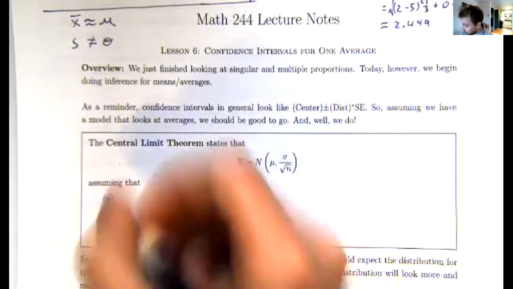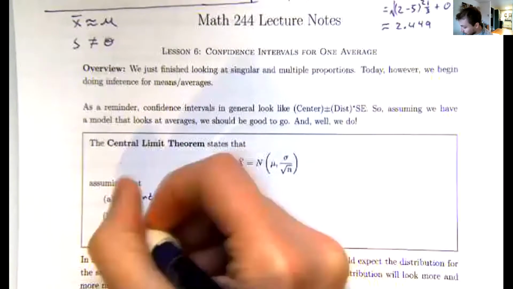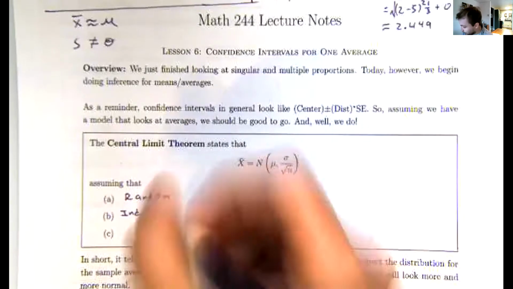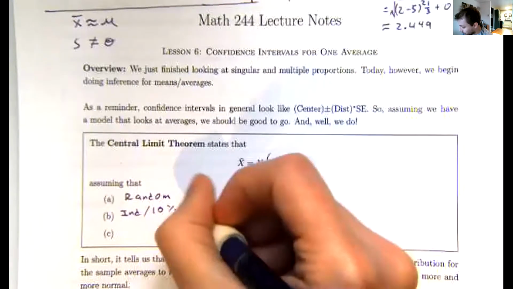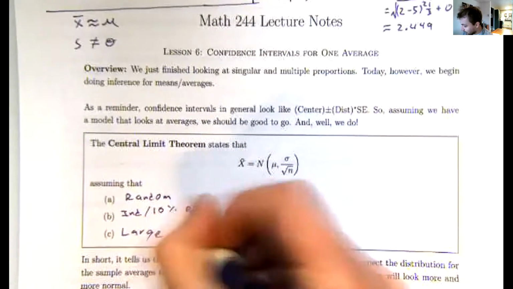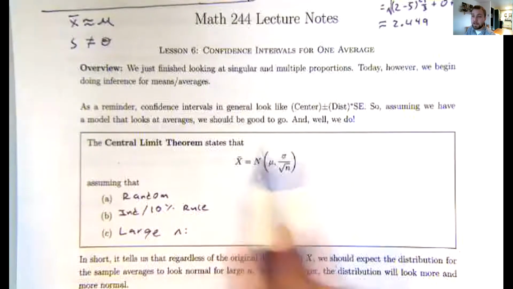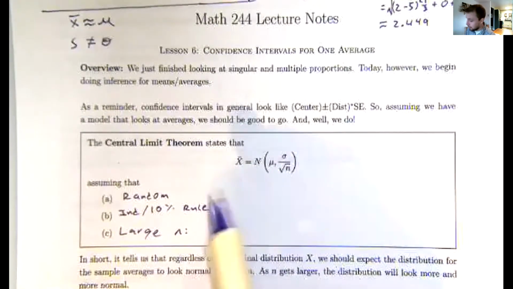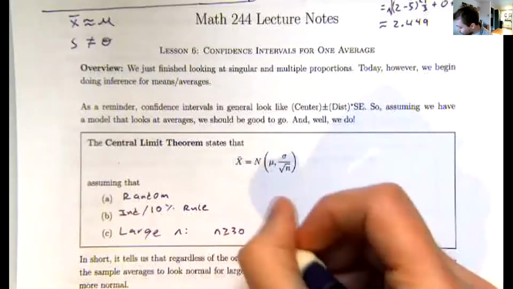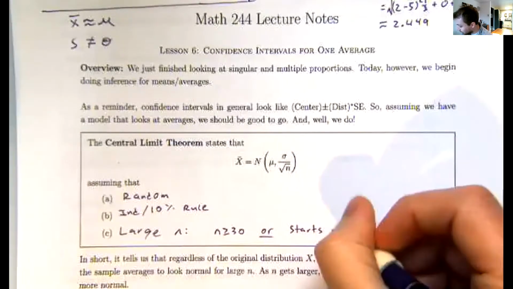As with pretty much anything we do, there are going to be several assumptions for using this. Random, independence within your sample. The backup for this is sampling less than 10% of the population. And finally, a large sample size. I don't have a p in this per se, so I can't really do n times p. So instead, I say I need to have at least 30 samples, or my distribution starts looking like a normal curve.